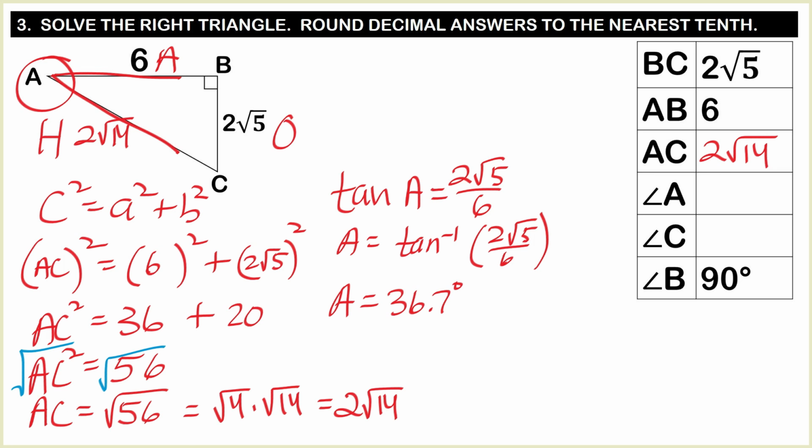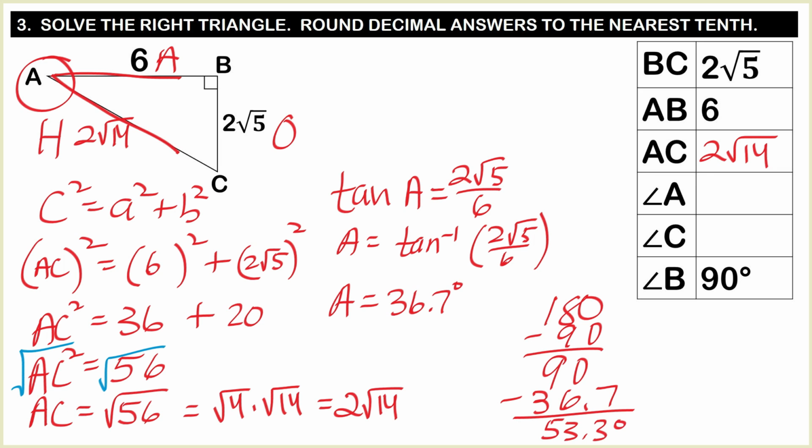Finally, I'm going to find the measure of angle C by using the triangle sum theorem. So I have 180 degrees minus my right angle, that leaves me with 90, minus 36.7 degrees, and that makes angle C 53.3 degrees.